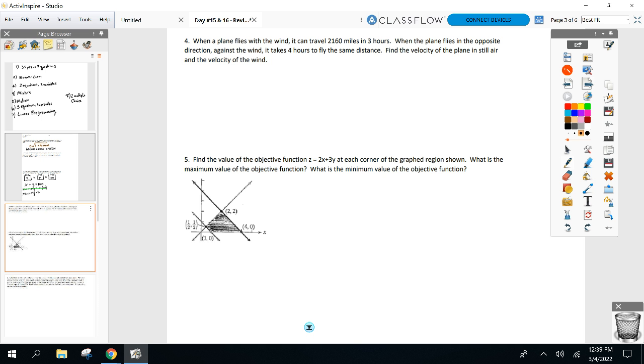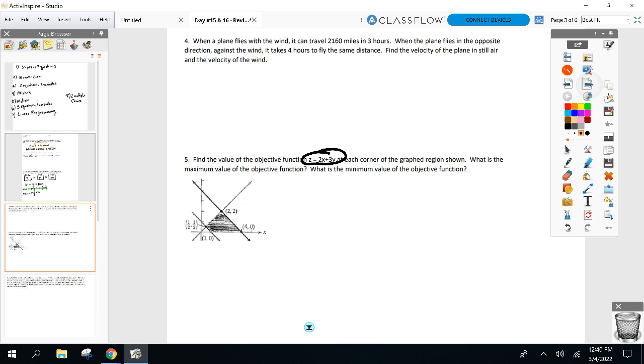Do I need to do 5 with you? No. Maybe just 7. There's the corners. Here's the objective function. What's the max value? What's the min value? I think we're good. The graph is there. I'm not going to waste time. That's like a multiple choice on the test right there. All right, so we're good there.